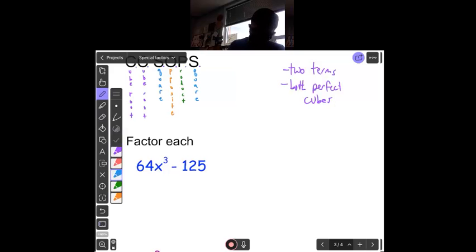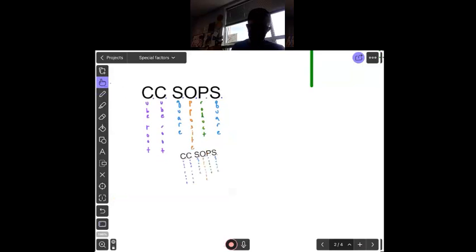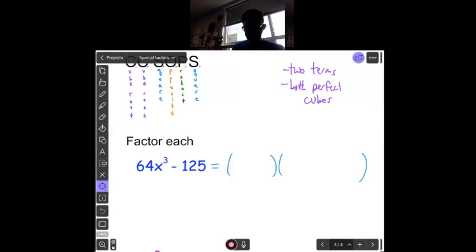So how do I use CC SOPS? Whenever we factor one of these things, a sum or difference of cubes, we always get a binomial times a trinomial. Just like where we came from over here. 2 terms times 3 terms. So I set up my shells, just like I did with the difference of squares. I set up my 2 little parentheses, and I worry about filling them in. Same thing here: a binomial and a trinomial.